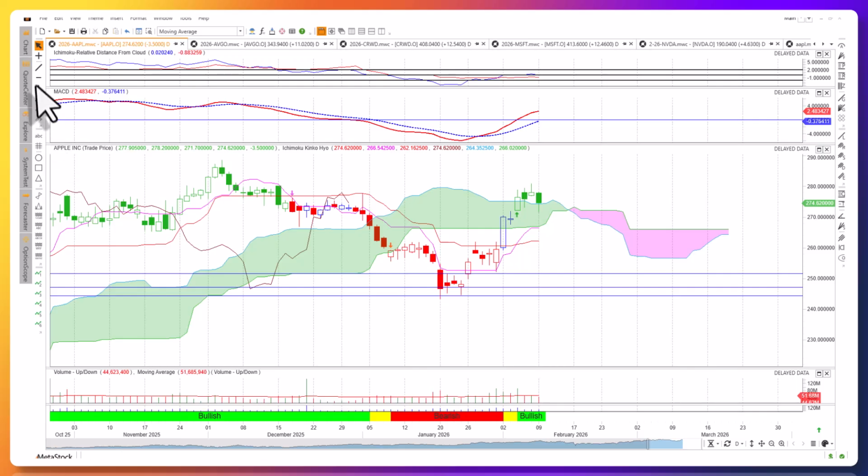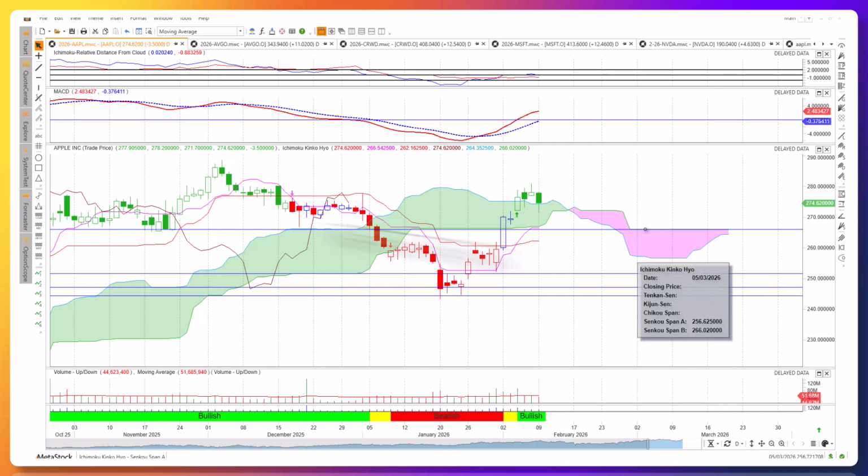Now watch out, we can still retest this front cloud support zone, 272, as well as the top end of the Ichimoku cloud here, that zone there. That is still a new line in the sand now. If that top end, front end of the cloud support fails, then we could see the bottom end of the cloud here tested. So keep these two levels in mind.